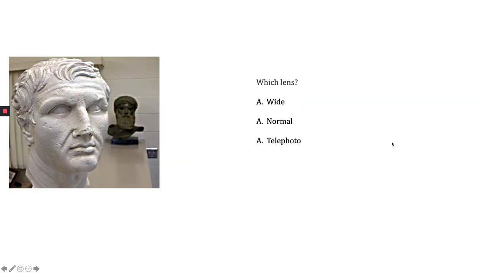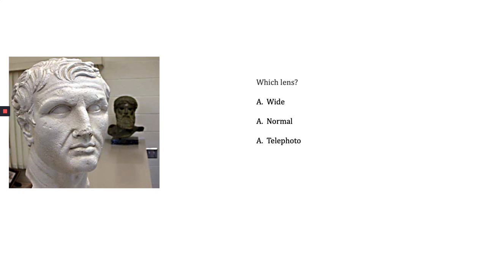With that, I just want to go through a brief in-video quiz with you, which lens is being used. Something to think about is what's happening with the foreground and what's happening with the background. And if it's being exaggerated, it's going to be wide.